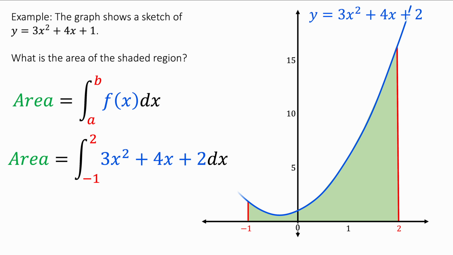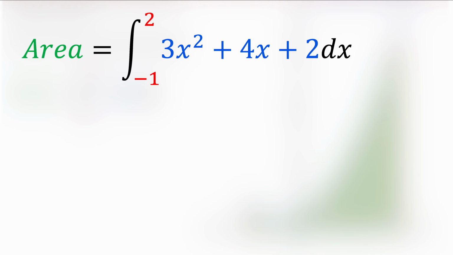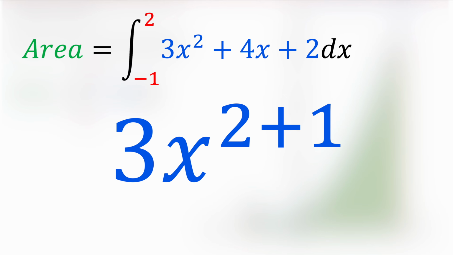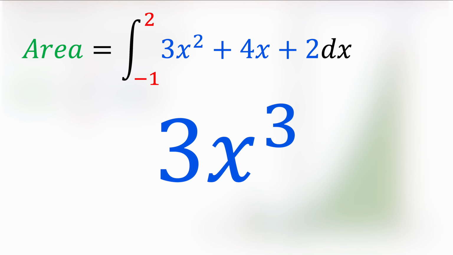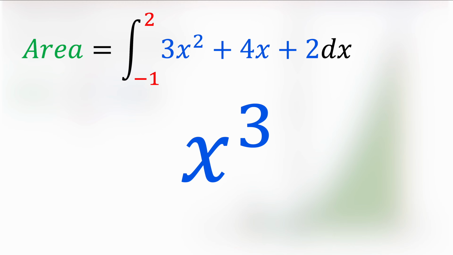Okay, so we're going to have to evaluate that integral and watch how I do this. I'm going to integrate 3x squared plus 4x plus 2. 3x squared integrates, we add 1 to the power and divide by the new power. Like this, 3 divided by 3 is 1. So 3x squared integrates to x to the power 3.